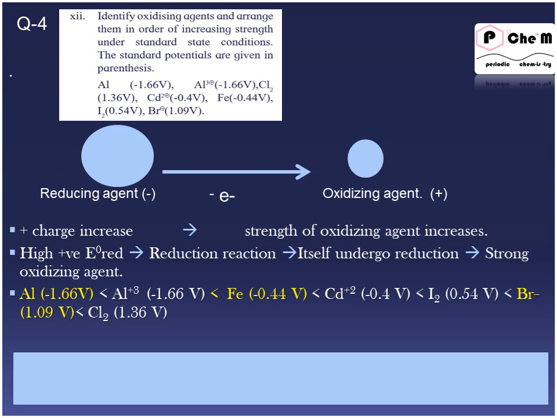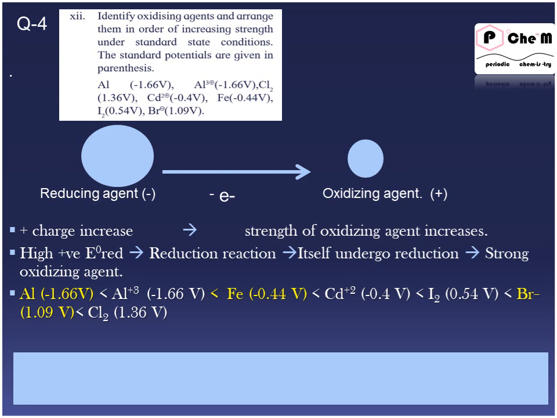But even I2 and Cl2 don't have any charge. But we know I2 and Cl2 are halogens and they are highly electronegative. That means they have a tendency to attract electrons. Hence, I2 can gain 2 electrons and form 2 I minus, and Cl2 can gain 2 electrons and form 2 Cl minus. Hence, they can undergo a reduction reaction and that's why they are oxidizing agents.